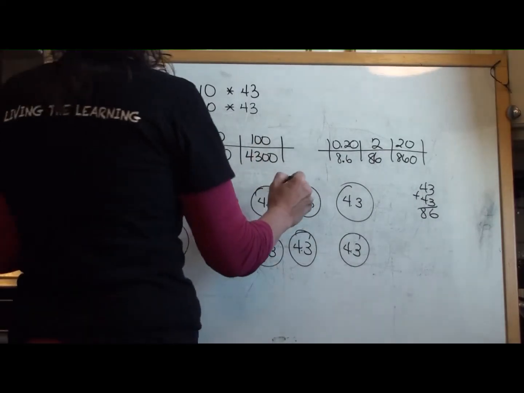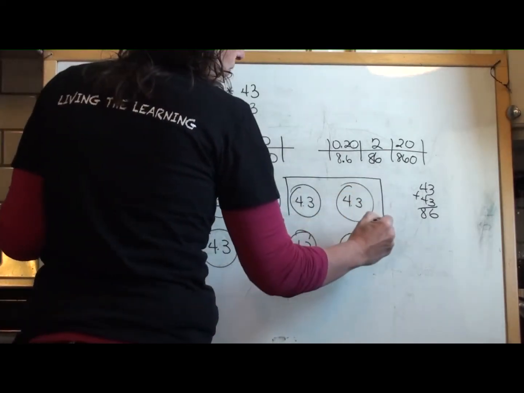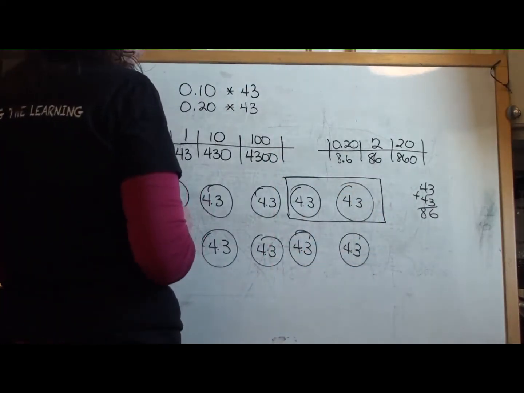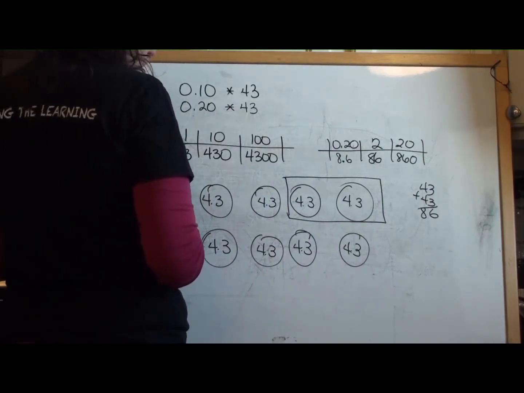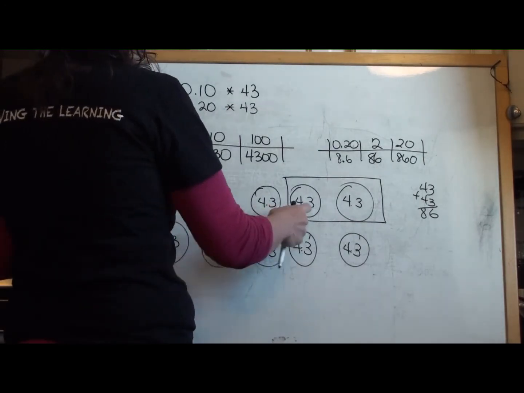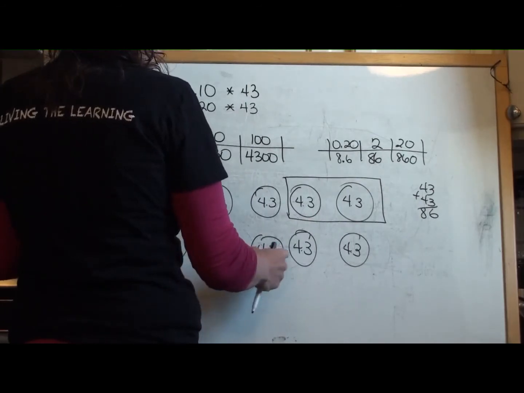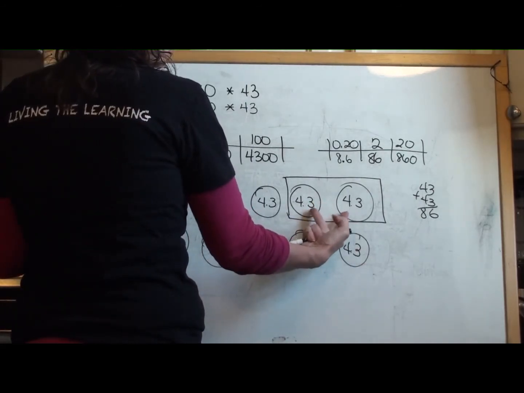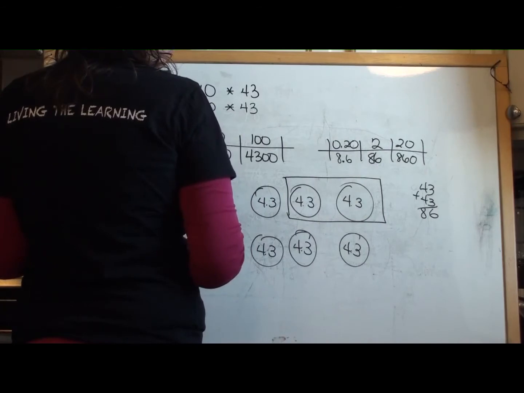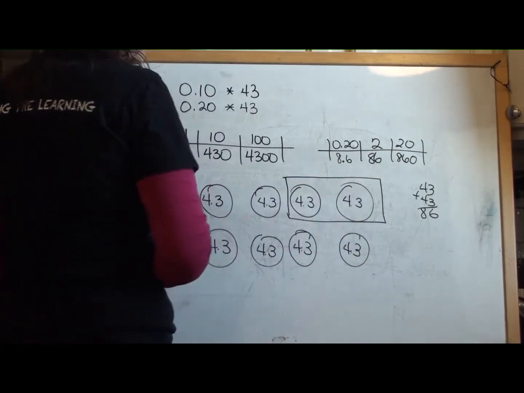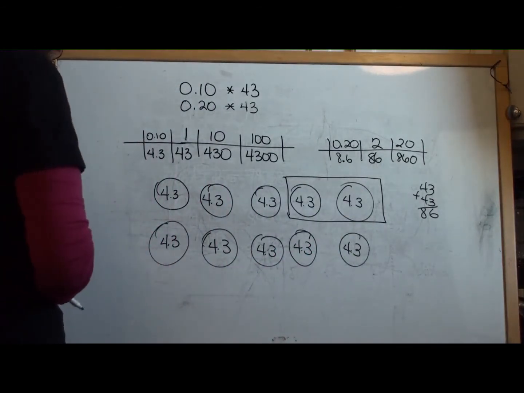I can check that because I want to think about two of those circles. This is 1/10, 1/10, 1/10, 1/10, 1/10, 1/10, 1/10, 1/10, 1/10, 1/10. That's 2 tenths. If I add 4 3/10 and 4 3/10, I get 8 6/10. So that's how I can check that.